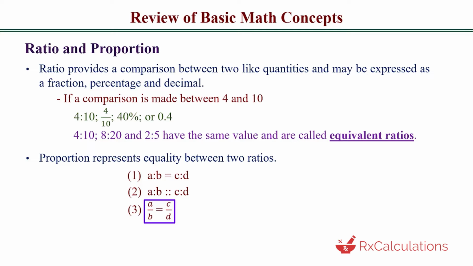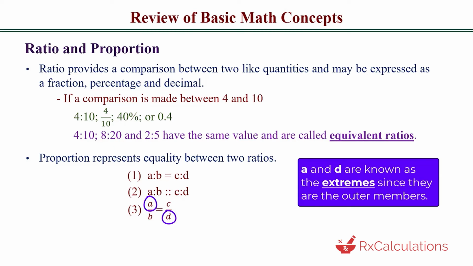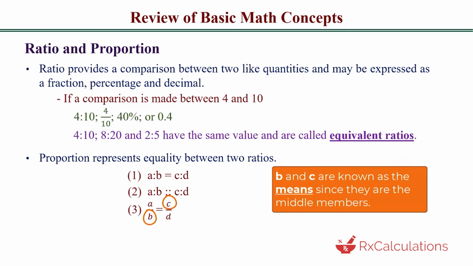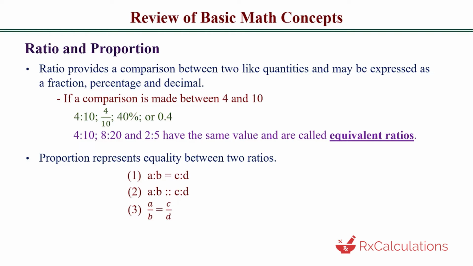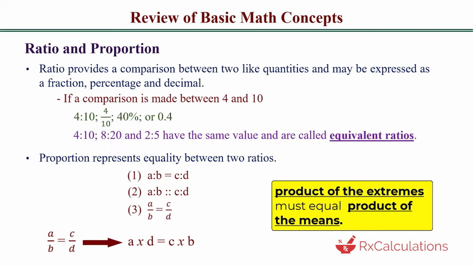Now, it's important to stress here that the A and the D in this example are known as extremes because these are the outermost numbers. And then the B and the C are known as means because they are the middle numbers. Now, what makes proportions really powerful in solving calculations is that if you take the product of the extremes, it must be equal to the product of the means.